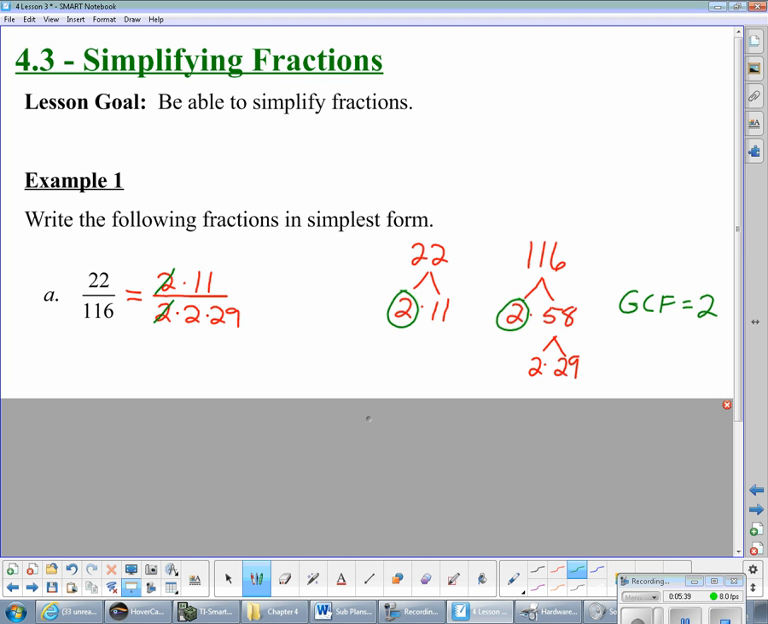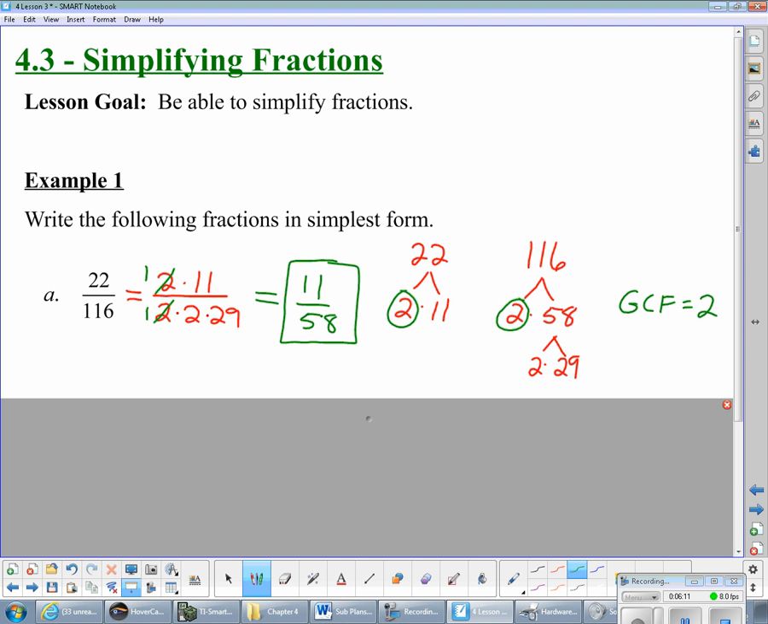By canceling that out, and this is an important idea to understand, they don't just cancel out to be nothing. They cancel out to be 1 over 1. So then you take 1 times 11, which is 11, and 1 times 2 times 29, which is 58. I would like to box this answer because that's my final simplified answer for this problem.